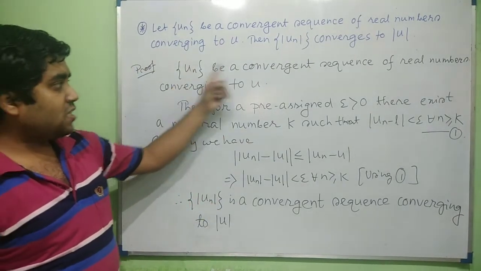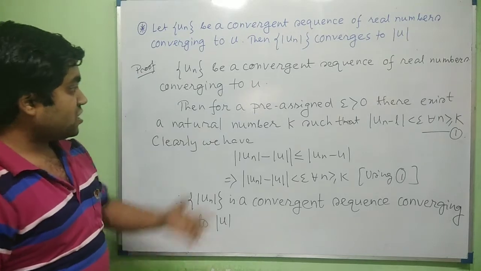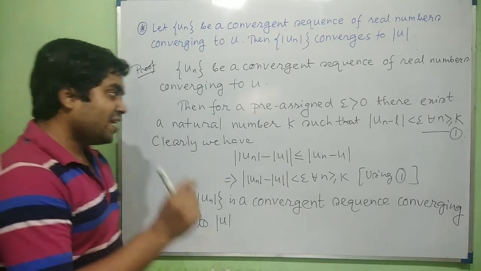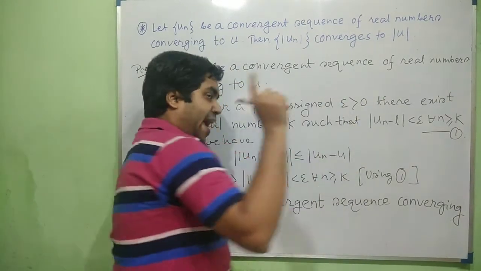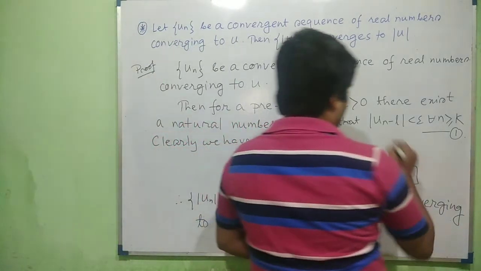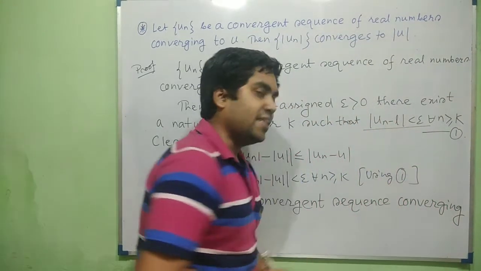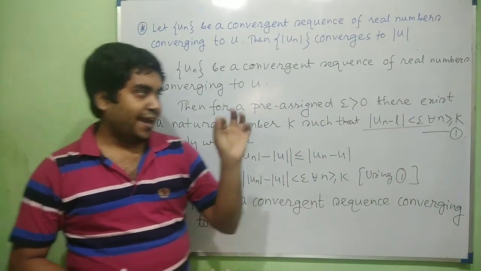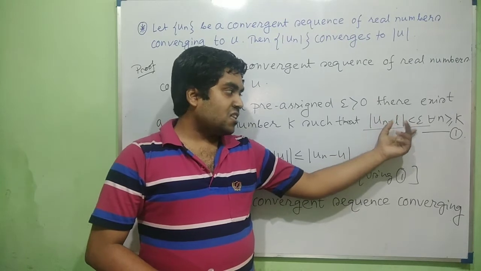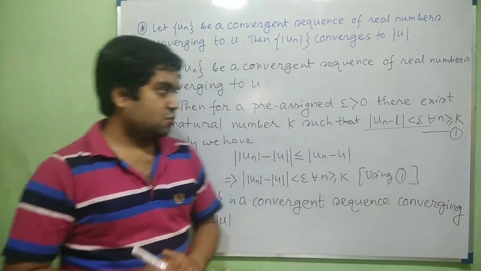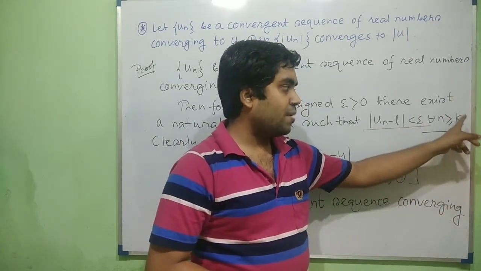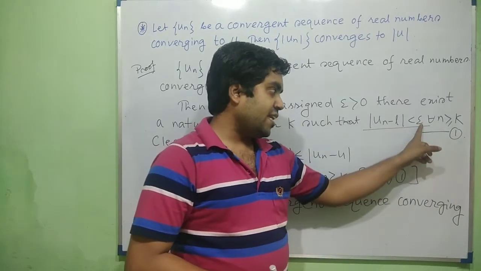We are given that un is a convergent sequence converging to u. So by the definition of a convergent sequence, for a pre-assigned positive epsilon, we can find a natural number k which satisfies the relation mod of un minus u is less than epsilon. That is, the difference between the nth term of the sequence and the limit of the sequence must be less than epsilon, which is positive, and this result will hold for a particular natural number k, which depends on the chosen epsilon.